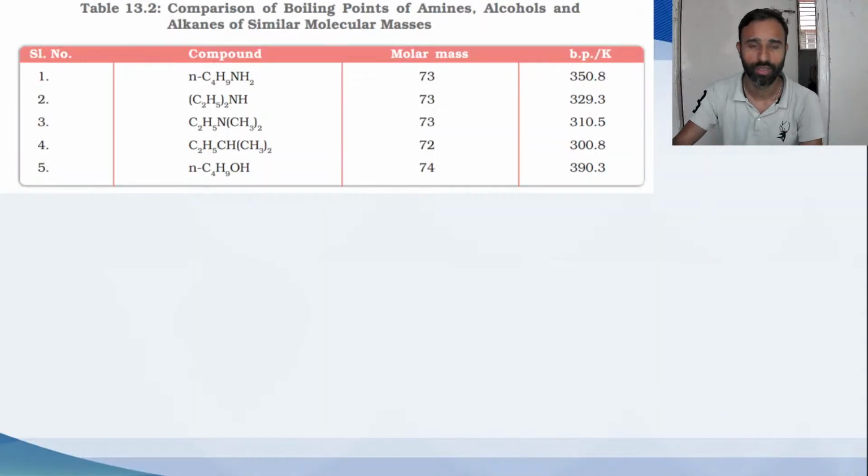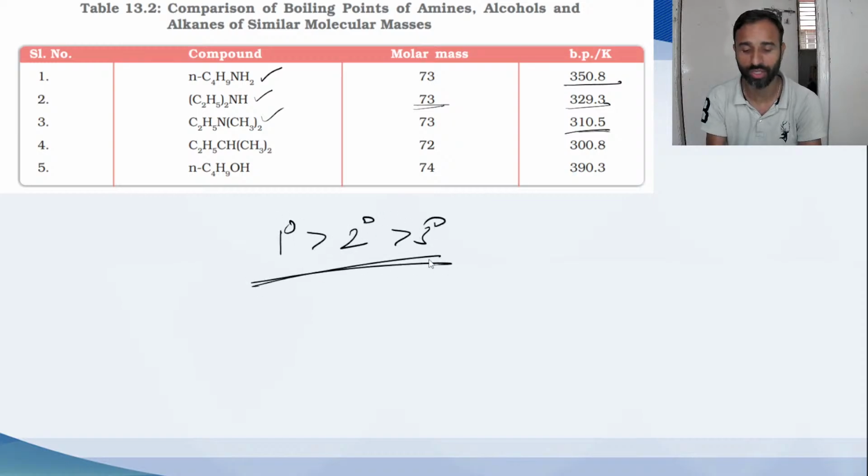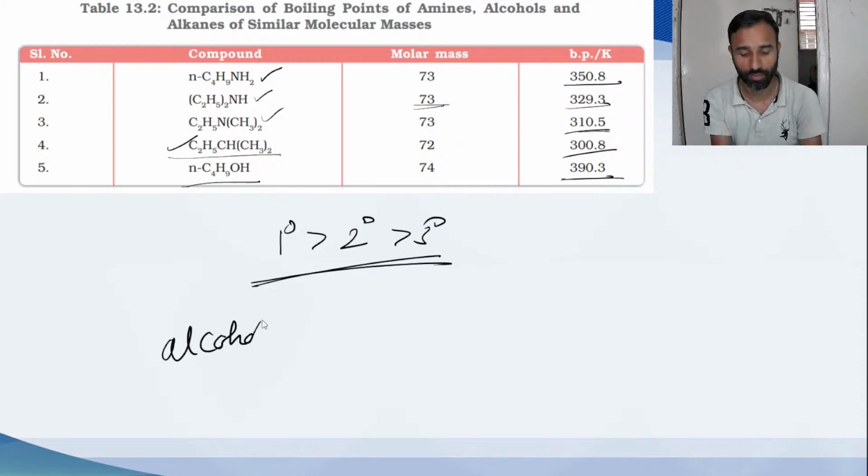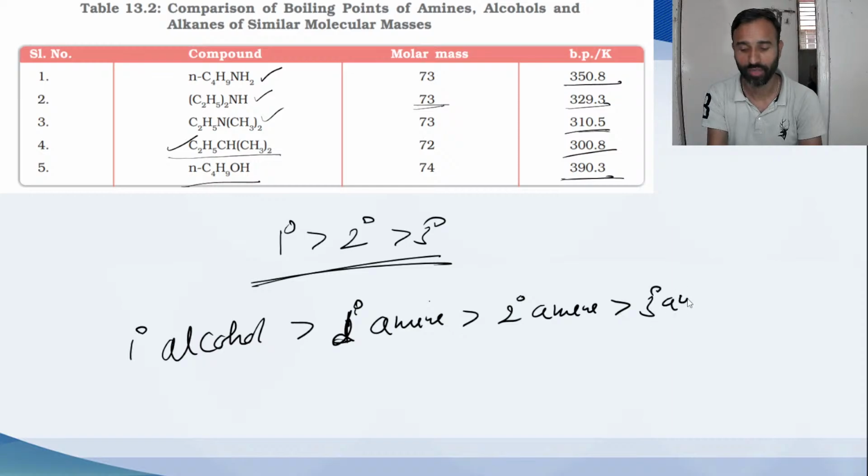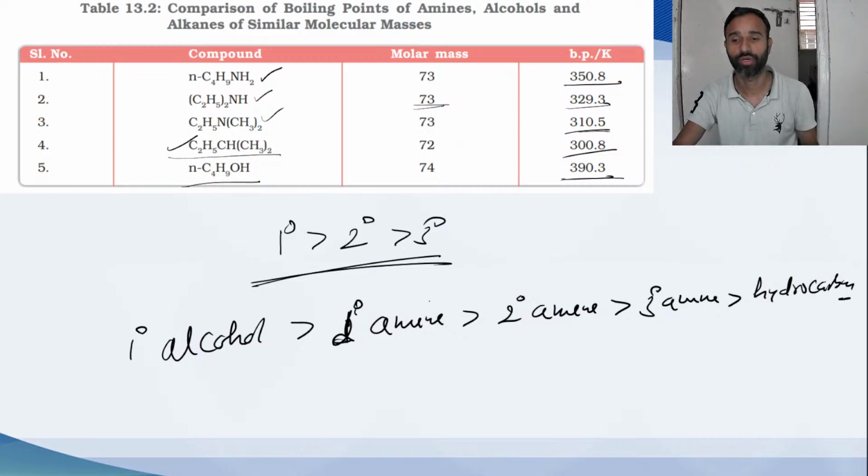The comparison of boiling points: normal primary amine 350, corresponding secondary amine of the same molecular mass 329.3, tertiary amine 310. That means the boiling point of primary is greater than secondary, greater than tertiary. For C2H5 compounds, the hydrocarbon is lowest, the alcohol is maximum, then primary amine, then secondary amine, then tertiary amine, then alkane, hydrocarbon. Okay, that is the order.